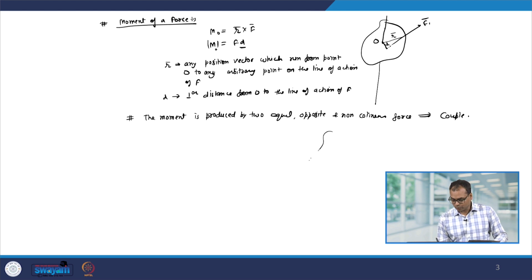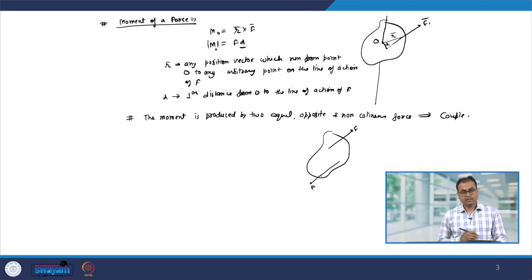So, here the situation is the following: you have this rigid body and let us say a force F is acting like that and another force F is acting like this. Then we saw that the moment of this force about any point O is equal to the force multiplied by the perpendicular distance between them.